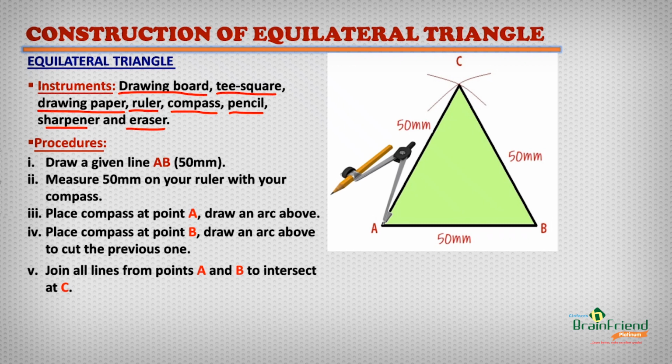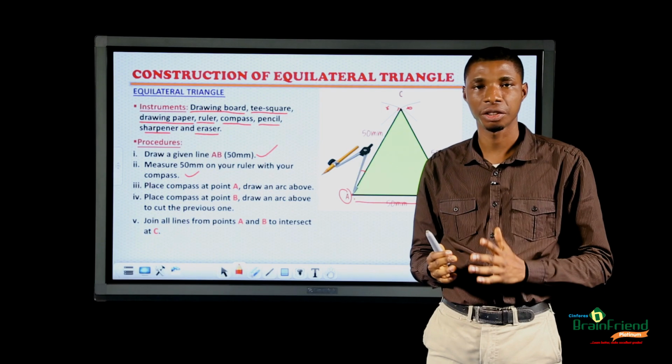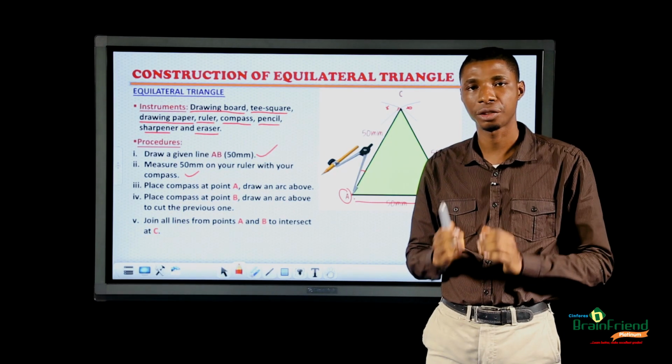Draw a given line AB 50 mm. 2. Measure 50 mm on your ruler with your compass. 3. Place compass at point A. Draw an arc above. 4. Place compass at point B. Draw an arc above to cut the previous one. And lastly, join all lines from point A and point B to intersect at C. Following these procedures, you can successfully construct an equilateral triangle.